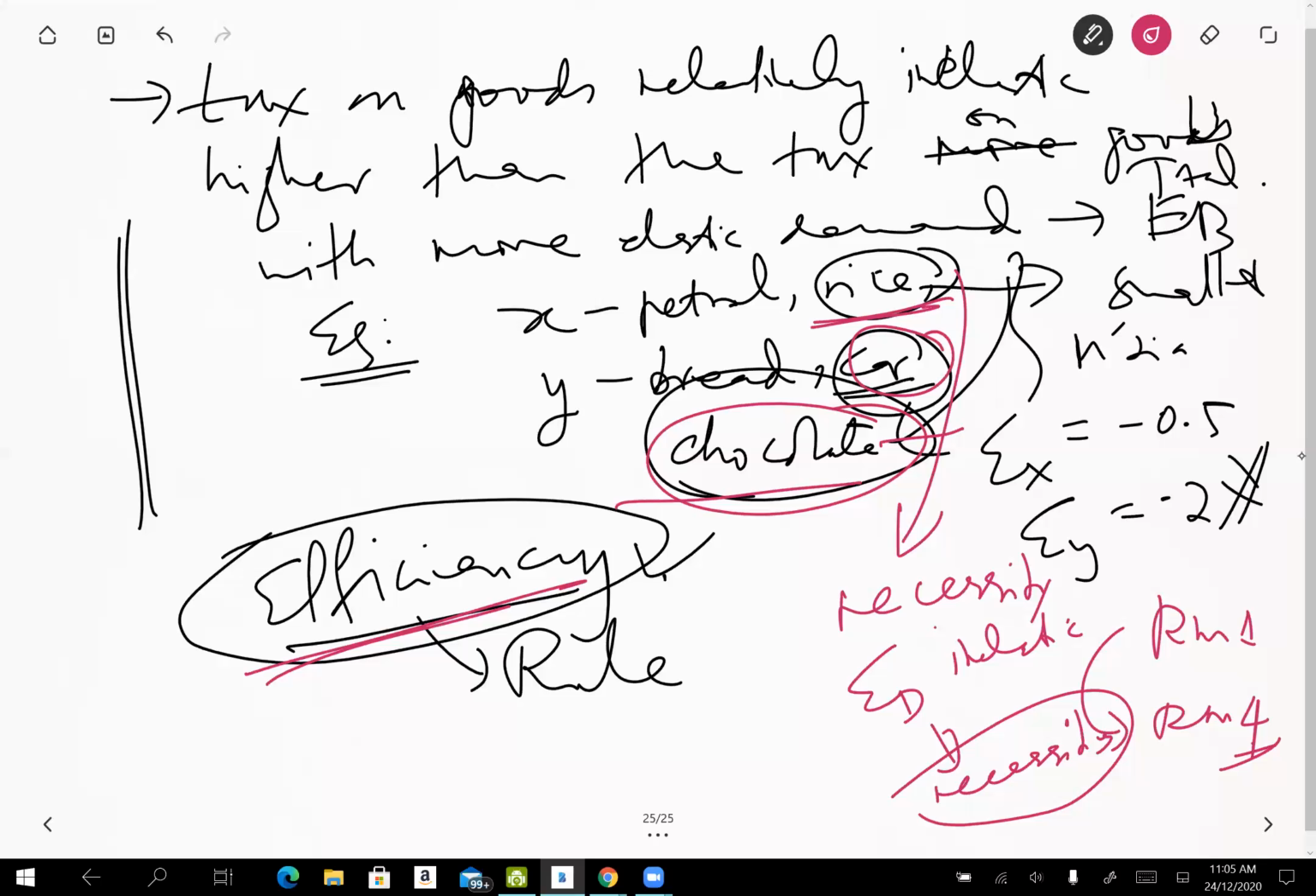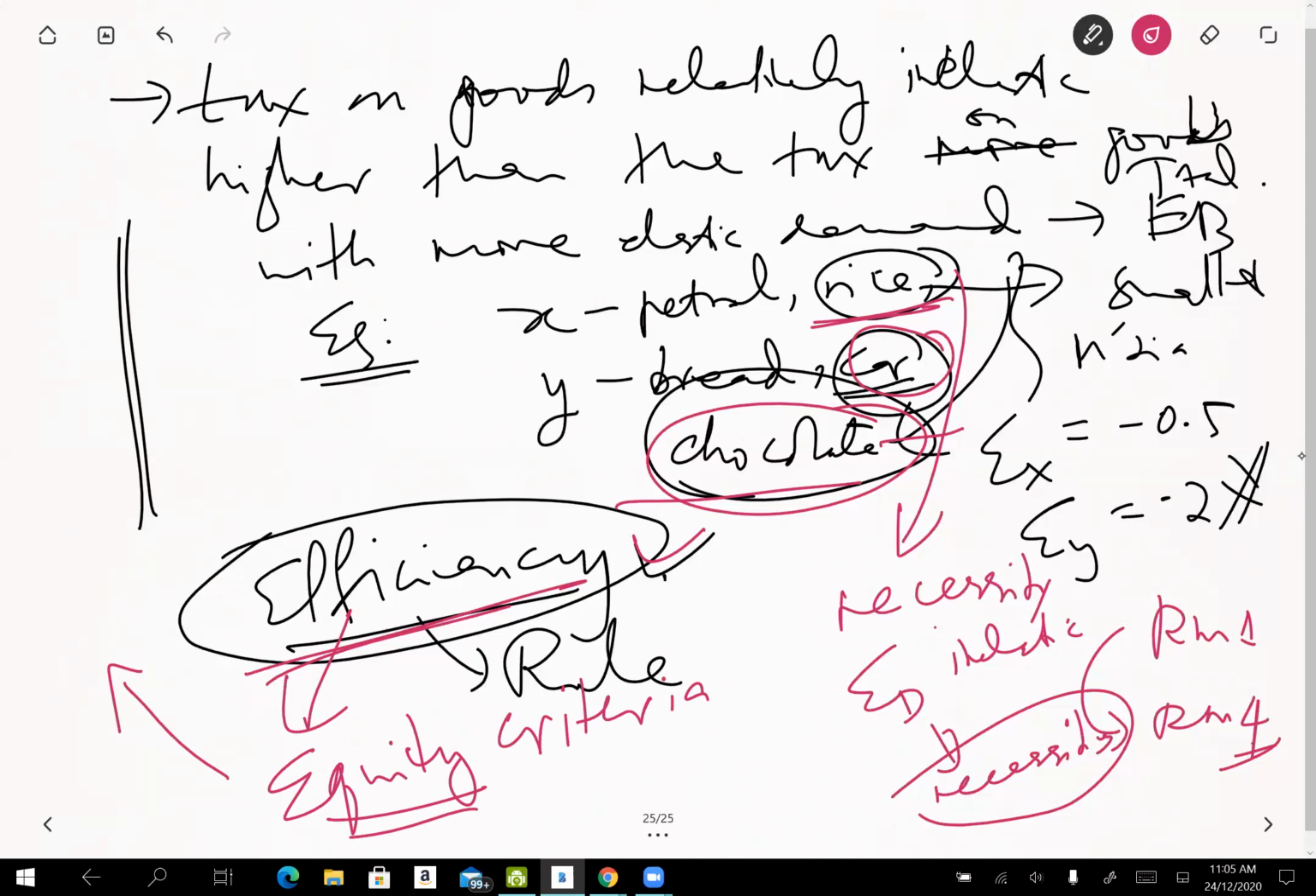So that is the efficiency criteria, but that is not the only rule that we have to look at. We also need to look at the equity criteria. Now, what is equity? Equity means fairness. It's a normative concept, a concept of fairness or justice. Is it just? Is it just to tax rice higher than you tax chocolate?